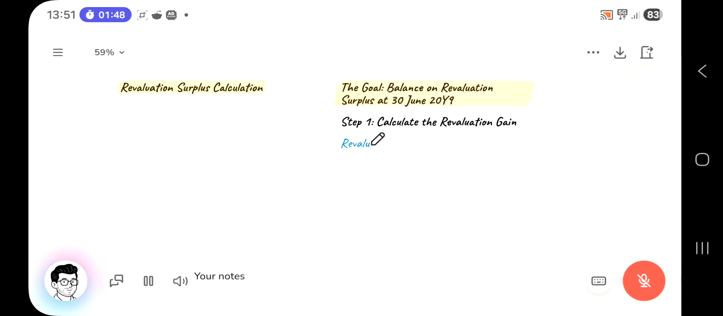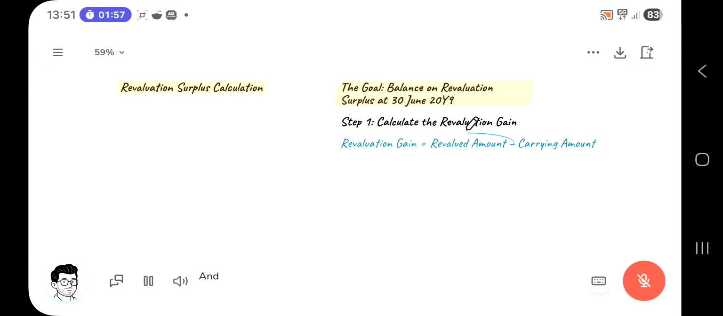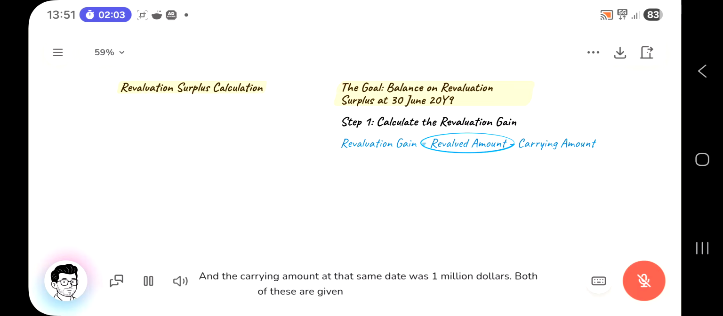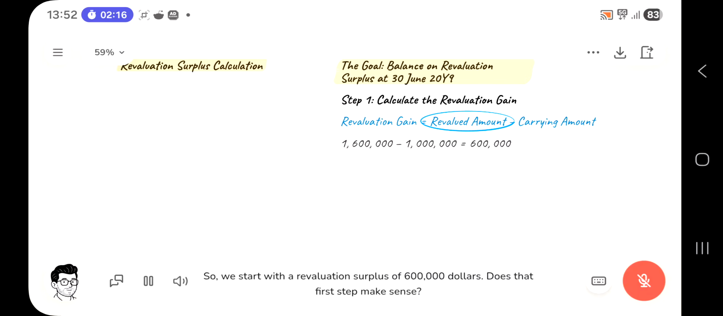Your notes show the building was revalued to $1.6 million on June 30th, 20Y8. And the carrying amount at that same date was $1 million. Both of these are given directly in the problem text. So, we start with a revaluation surplus of $600,000. Does that first step make sense?